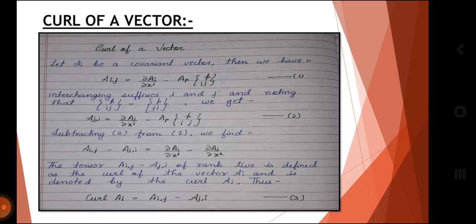Consider it equation 2. Now subtracting equation 2 from 1, we get Ai,j minus Aj,i equals del Ai upon del xj minus del Aj upon del xi. The tensor Ai,j minus Aj,i of rank 2 is defined as the curl of a vector Ai and is denoted by curl Ai. Thus, curl Ai equals Ai,j minus Aj,i.